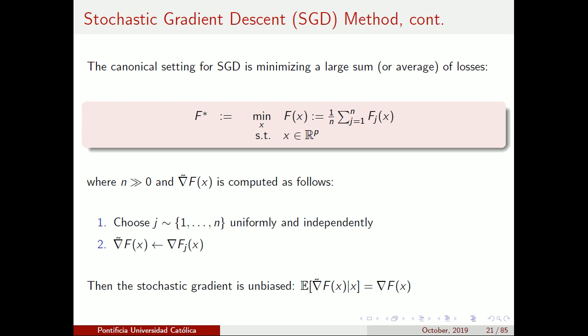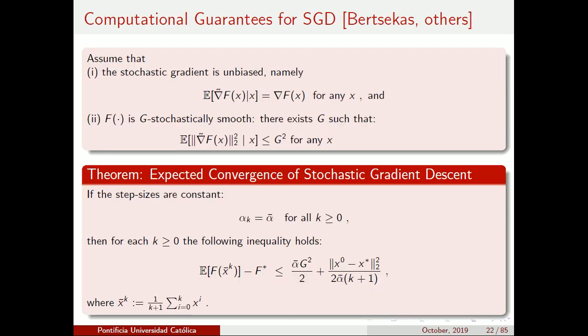And so instead of computing the gradient, I'll cheat. Let me pick one of these indices at random, and I'll just assign my stochastic gradient to be the gradient just of that component, just of that piece. Now, that is unbiased in the sense that the expected value of this stochastic gradient will be the gradient itself. And that's going to be very useful. So that's the classic setting in which it's used.